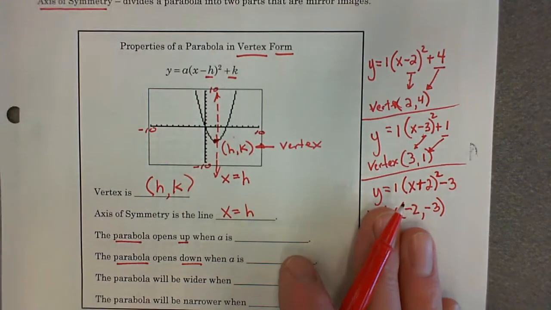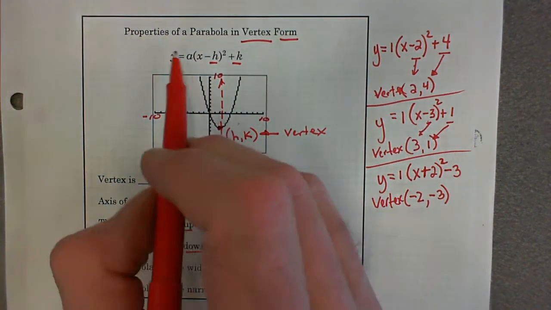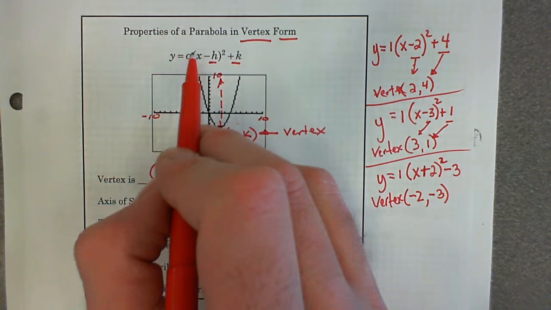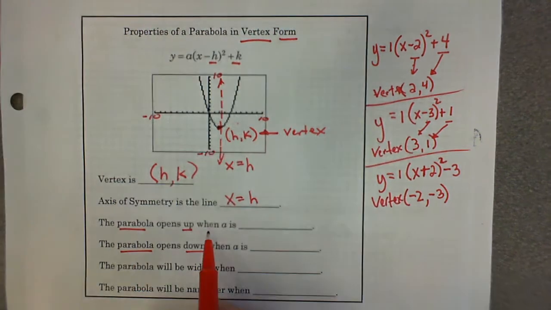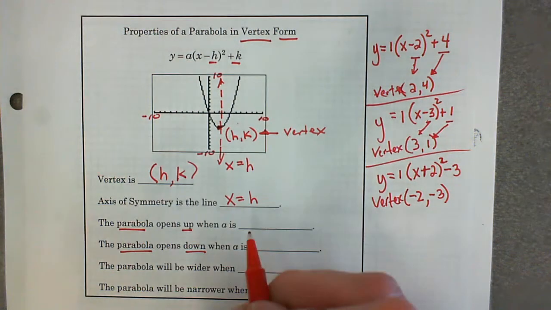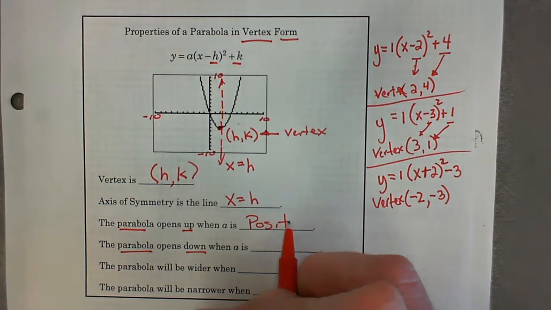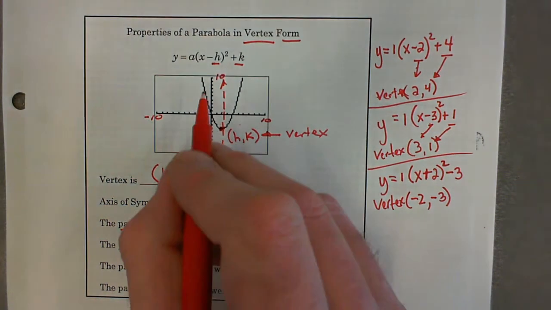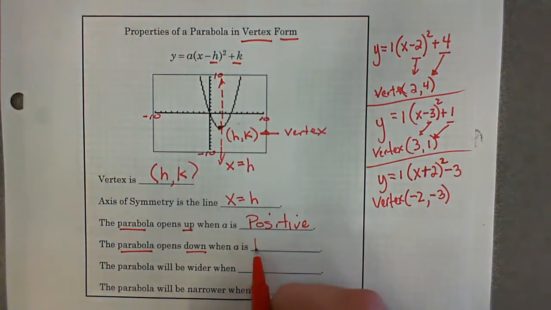So, it's that number out in front. Well, a is the value out in front of all this. Well, it should open up when a is positive. It should open down when a is negative.